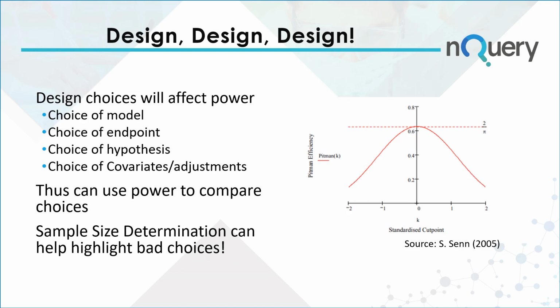And of course, this just summarizes the same, and there's just a little preview here of one of the concepts we'll be covering called Pitman efficiency when it comes to dichotomization of continuous endpoints. But the main thing to think about here is that design choices will affect your power. The power thus can be used to compare choices, and thus sample size determination can be used in particular to highlight bad choices. And what do we mean by bad?